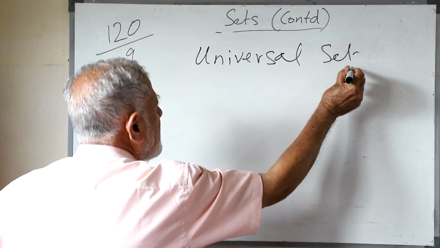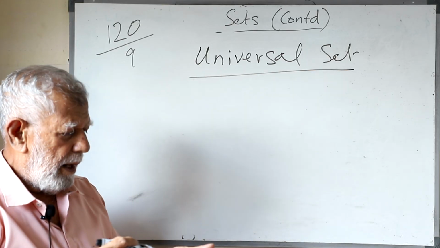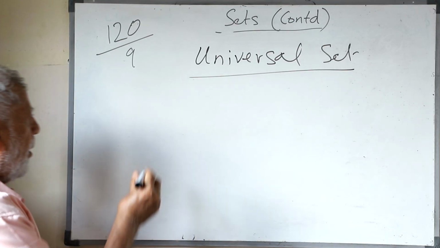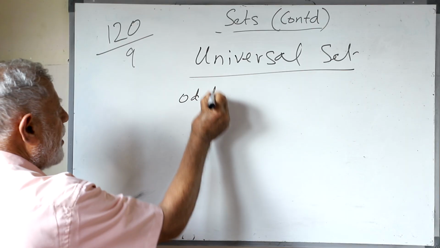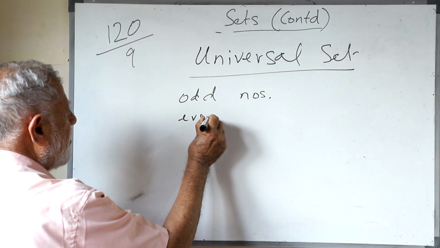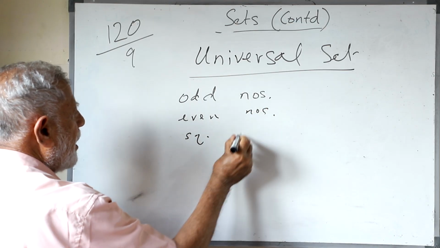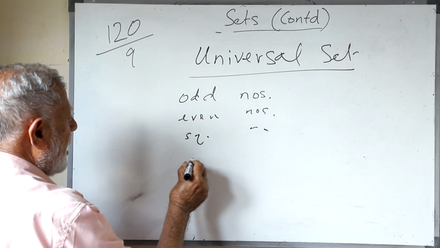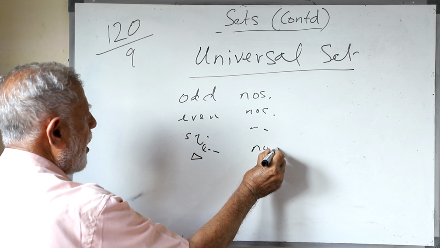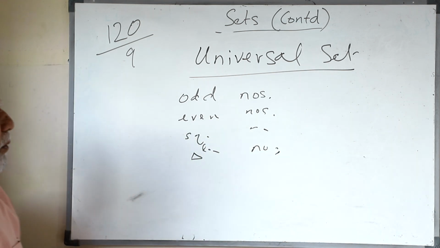Next we come to the universal set. Now what is a universal set? Universal set is the total, the big set. For example, we have odd numbers. We have even numbers. We have square numbers. All these are sets. We have triangular numbers. Now all these numbers are formed into one universal set.